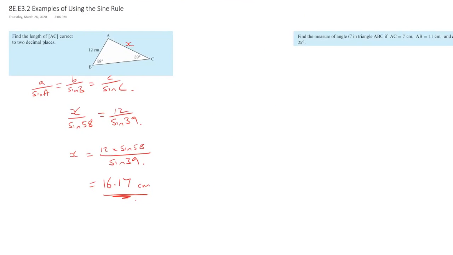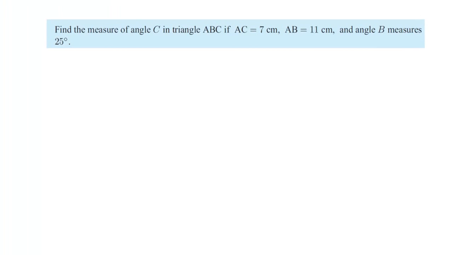Okay, moving on. Let's look at another example, but this time we're going to find an angle to see how that works. So find the measure of angle C in the triangle ABC if AC is 7, AB is 11, and angle B measures 25 degrees. Do not even start this question until you have drawn some sort of diagram. It doesn't really matter how it looks as long as we draw one, and we have things in the right places.